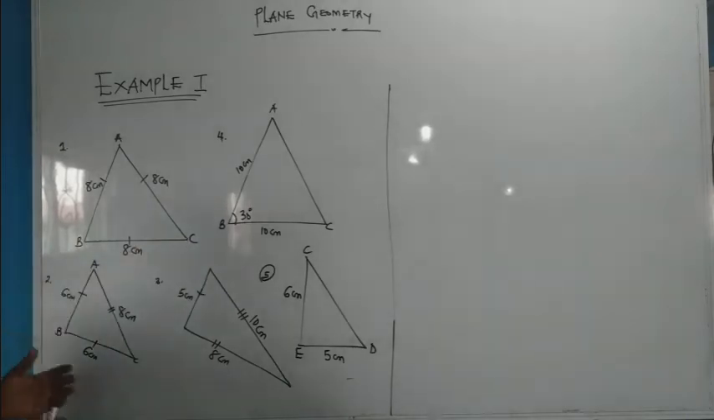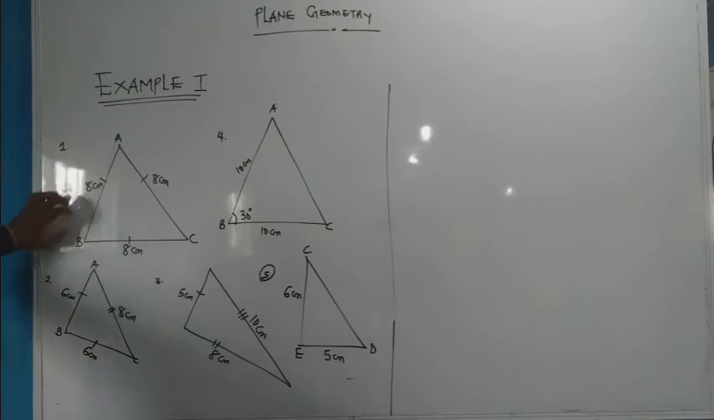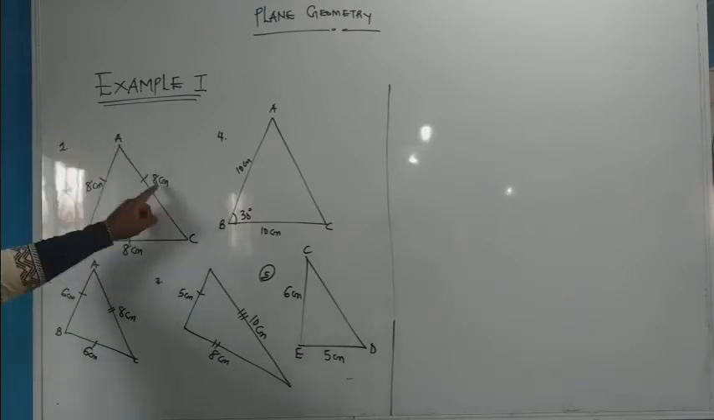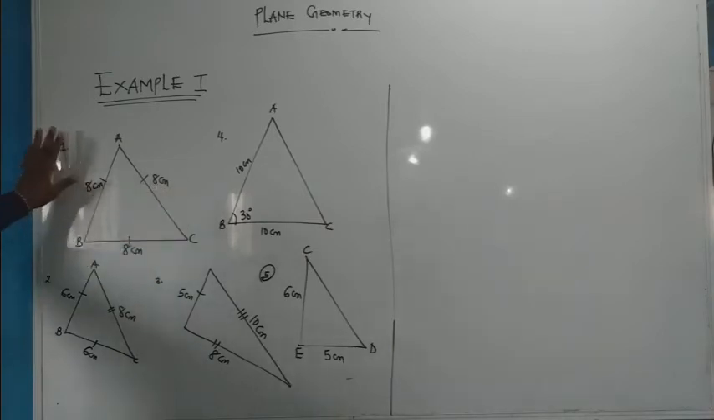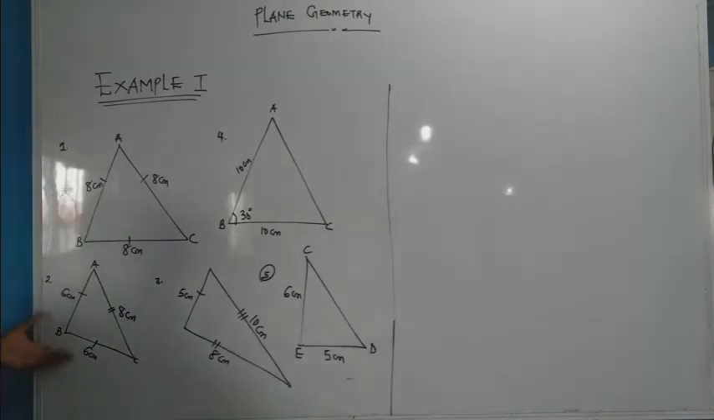To know the type of triangle it is, you have to check the sides to see if they are equal or not. The first triangle has side AB 8 centimeter, side BC 8 centimeter, and side AC 8 centimeter. As you can see, all the sides are equal, so we call this an equilateral triangle.